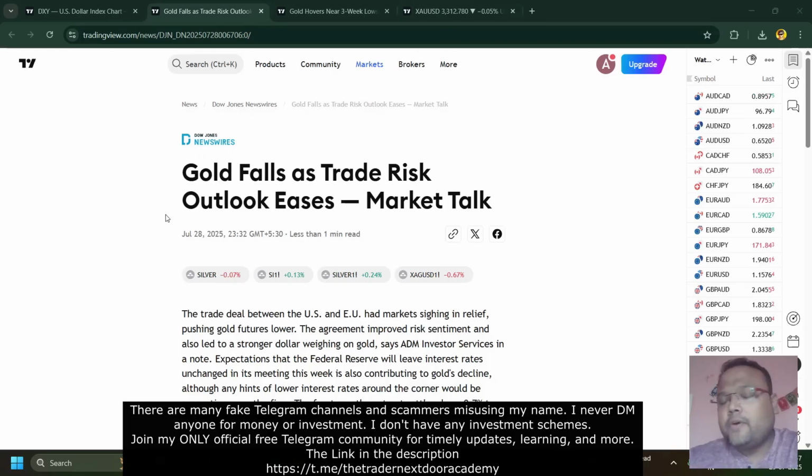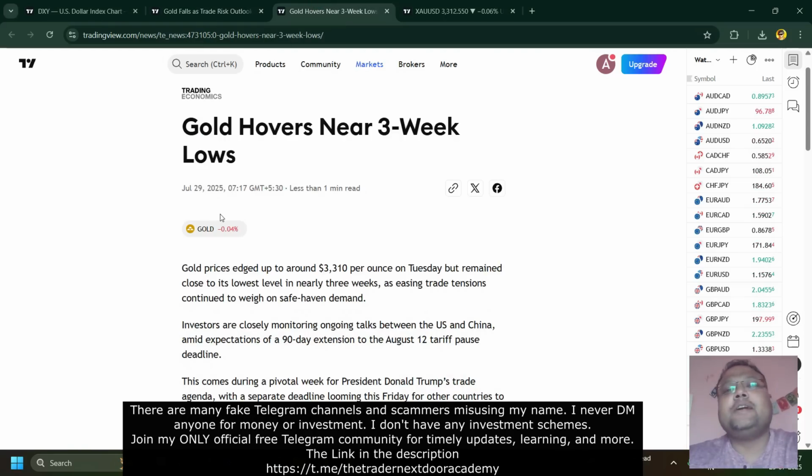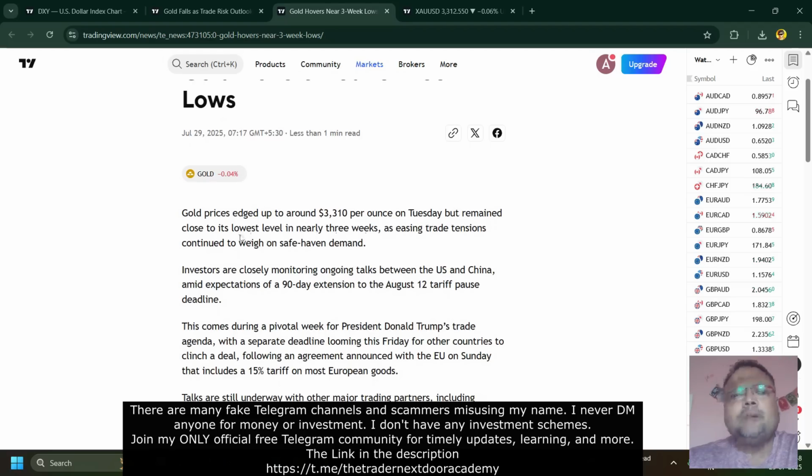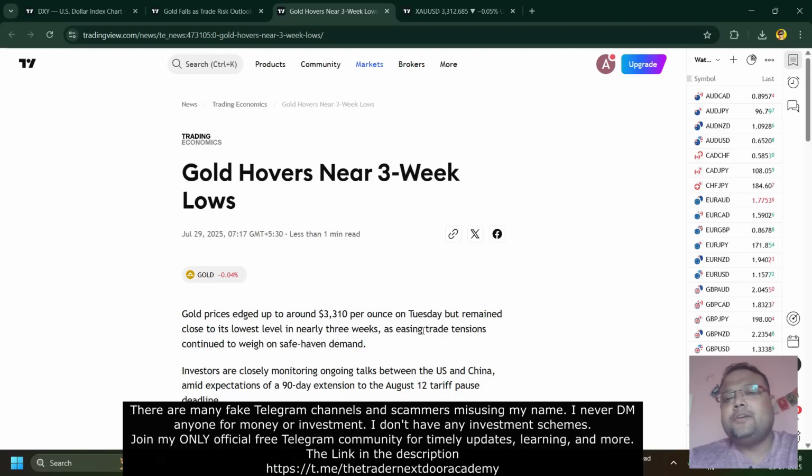So if you're wondering why gold is under pressure, you need to understand that gold falls as trade risk outlook eases. Gold hovers near 3-week lows. Gold prices edge up to around 3310 per ounce on Tuesday, but remain close to their lowest level in nearly 3 weeks as easing trade tensions continue to weigh on safe haven demand.